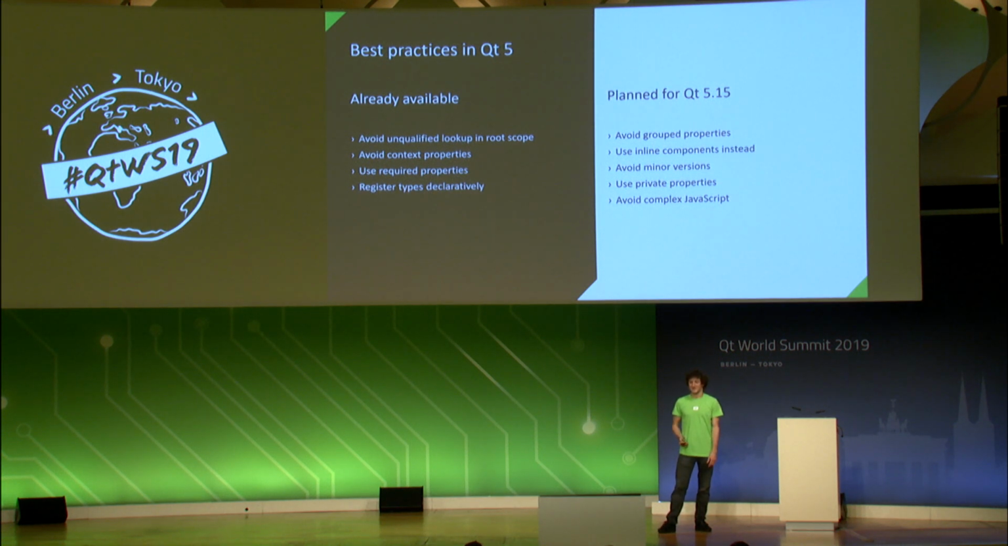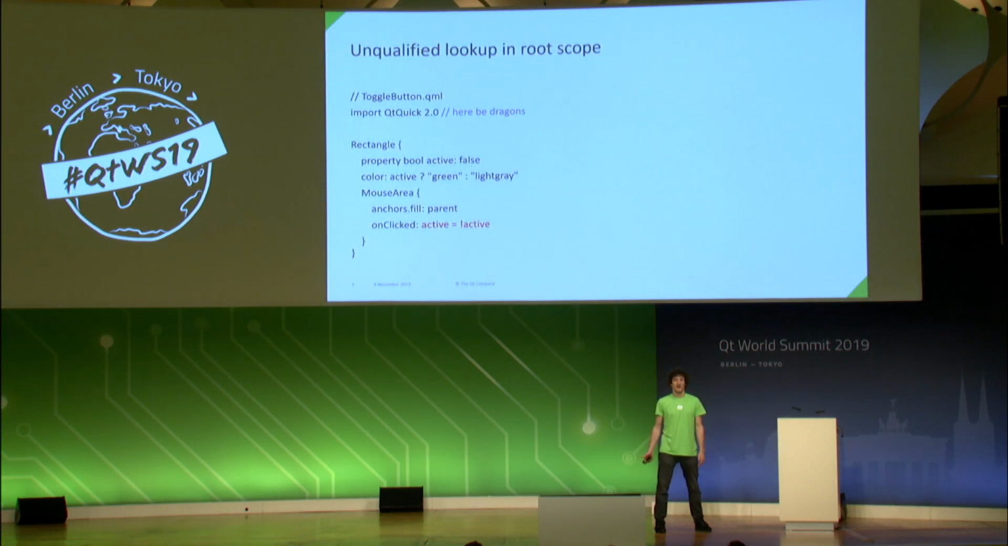So let's start. Unqualified lookup in the root scope. So you have here this toggle button. It's a rectangle. It has a color. If it's active, it's green. If it's not active, it's gray. It has this property active for that. And in that, there's a mouse area. If you click it, it changes. What is wrong with this? Anyone wager a guess? I see someone there.